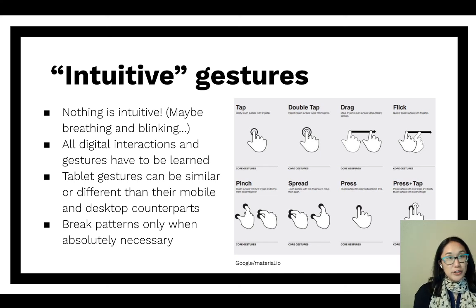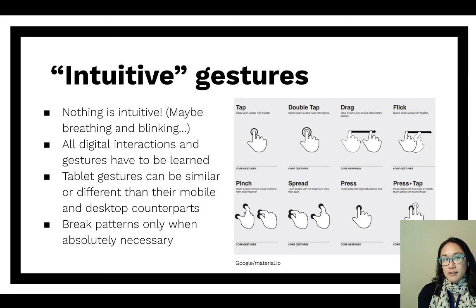You can reuse a lot of the same input mechanisms on mobile as you could on tablet. So things like dragging or double tapping or pinch zoom or spread, those are things that are available on mobile. So if your users know how to do that on mobile, chances are they'll port it over to their tablet experiences. There are times in which you can break these patterns for both tablet and mobile, but you have to do so very selectively and for a very good reason as well.